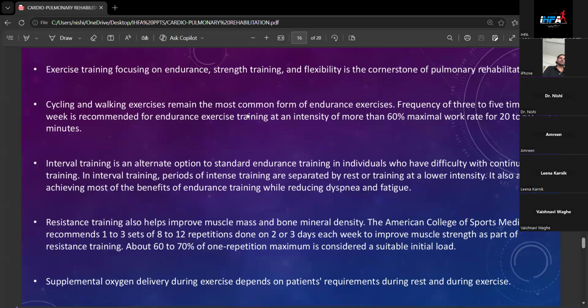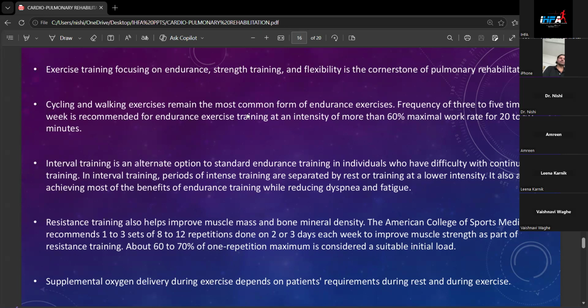Then there is interval training. It is one of the greater options for endurance training for people who have a lot of breathing difficulties. In interval training, they have to do exercise for a very short time, and they can have enough breaks also, which will help to reduce their dyspnea and fatigue. Resistance training will help to improve muscle mass and bone mineral density.